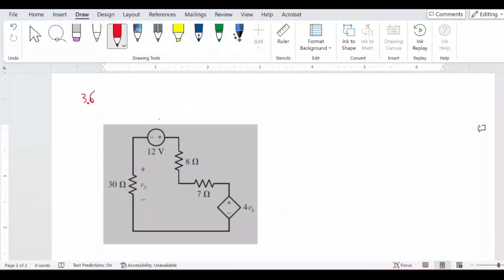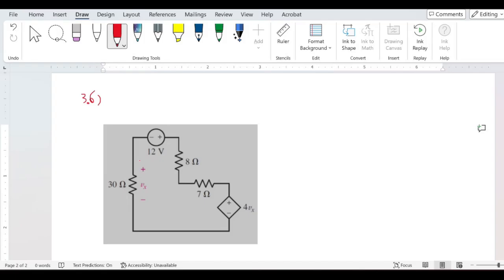Today I would like to solve homework number 3.6, and in this homework we have been asked to calculate the power either consumed or generated by each of these elements in this circuit. If you take a look, you will realize we have two power sources in this circuit. We have the 12 volt, and then we have the dependent power source down here, where its value is 4Vx, and Vx is defined as the voltage across the 30 ohm resistor.